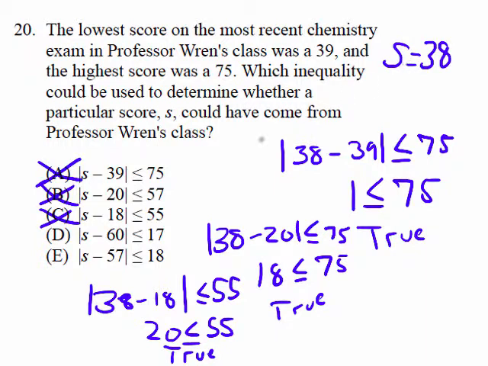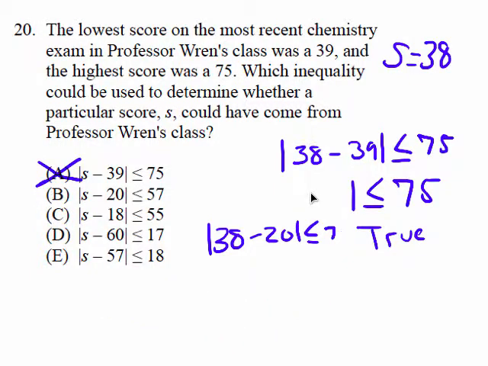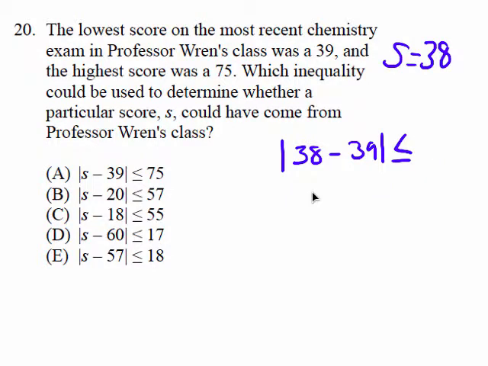Yuck, right? If we try D, 38 minus 60 is going to give you negative 22, and the absolute value makes it 22. That is greater than 17, so D gives you a false inequality when it should. So 38 doesn't help us eliminate D or E, because both those are going to give us false inequalities, and they should. So now what I'm going to try and do is clear all this out, and we're going to plug in another number to try and get down to only one answer.